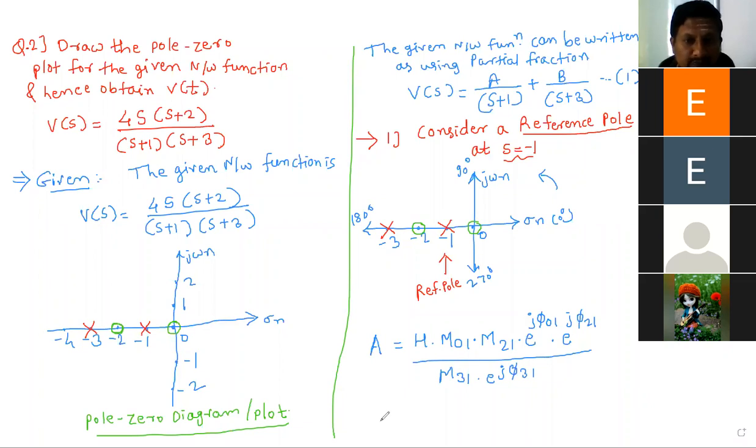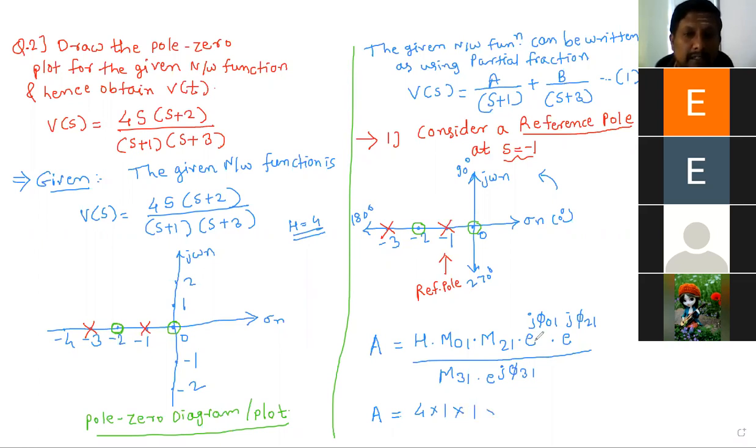Yes or no? No, sir. Okay, so you have to write the h value. H value is how much? 4. We write h is equal to 4, that you can write 4 into m0 to 1. How much should the distance be, 0 to 1? 1. Next m2 to 1, 2 to 1 distance 1. Very good.